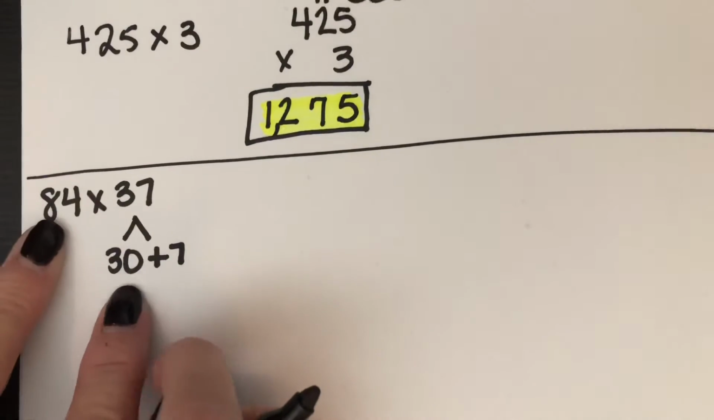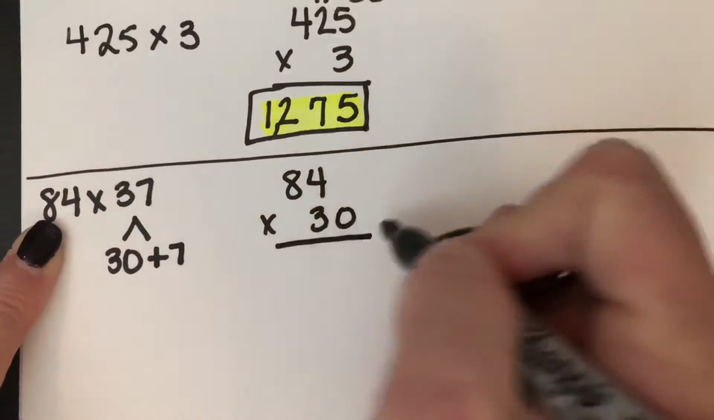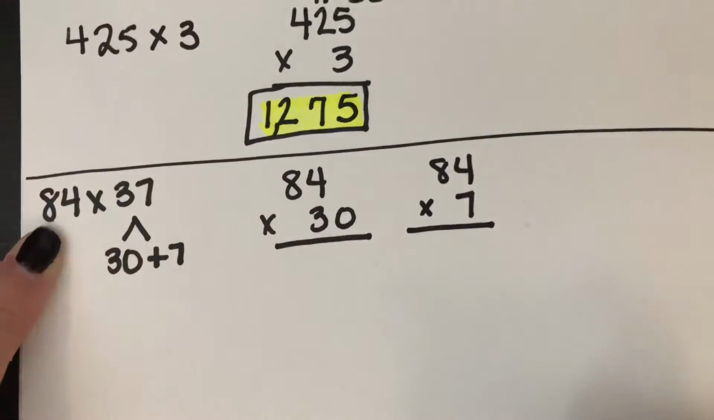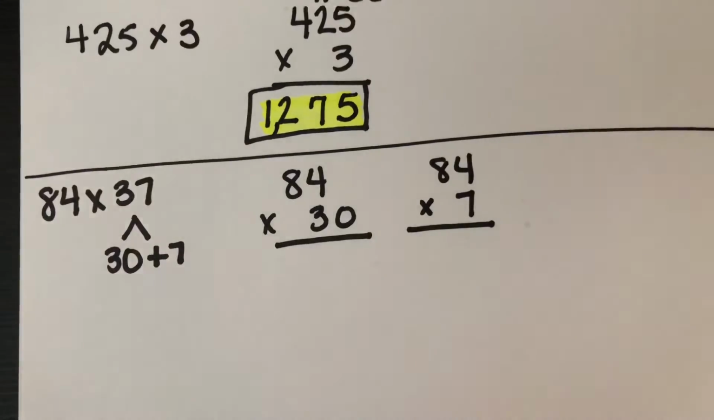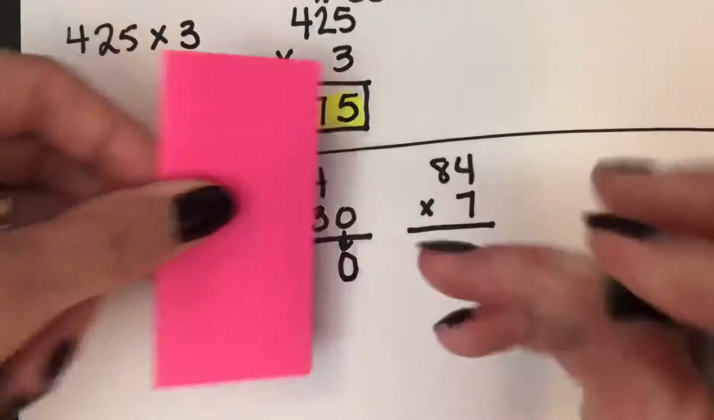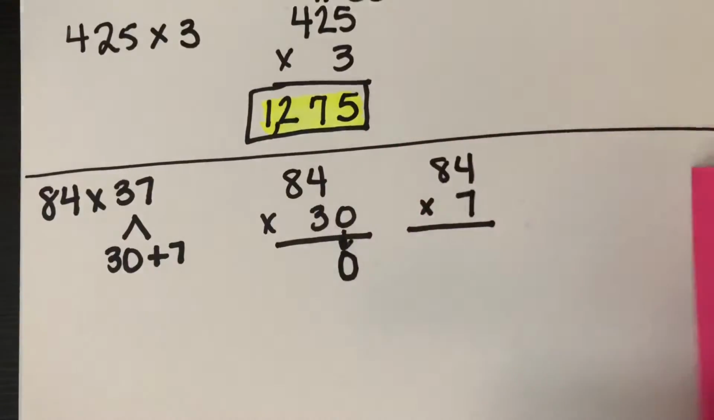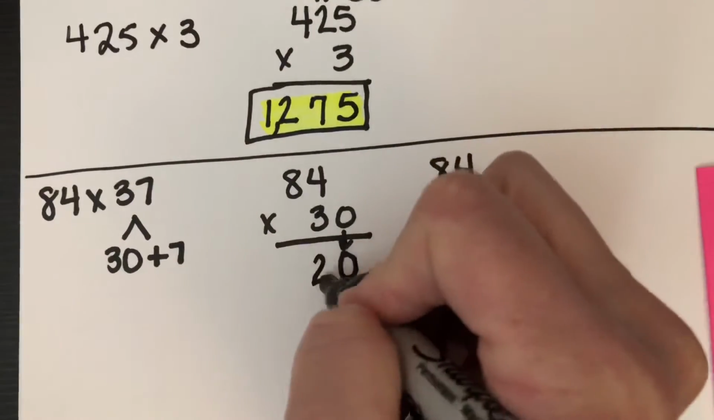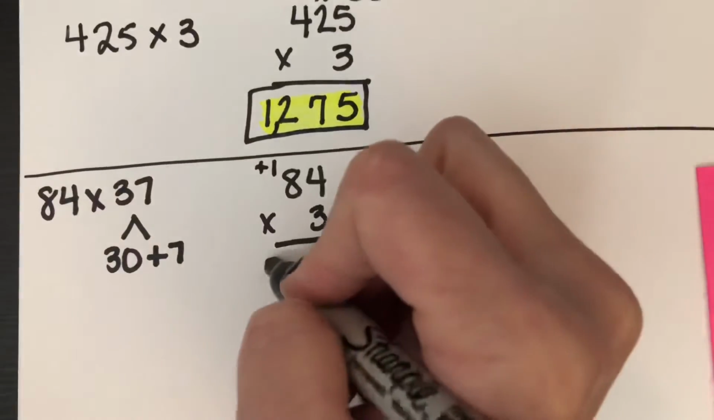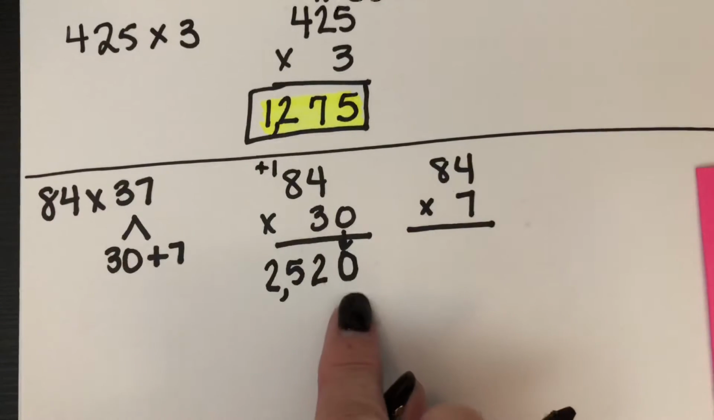So here, now I'm gonna do 84 times 30. And I'm going to do 84 times 7. Now notice how I have this 0 off to the side there, right? Because I can just go ahead and bring that down and not worry about it. So now it's really 84 times 3. So I'm going to do 3 times 4 is 12, carry my 1. 3 times 8 is 24, plus 1 is 25. So 84 times 30 is 2,520.